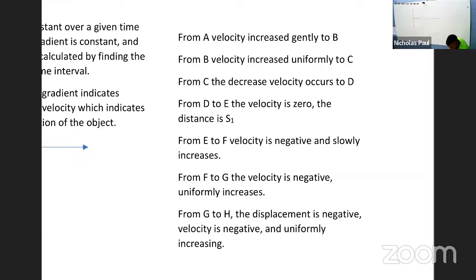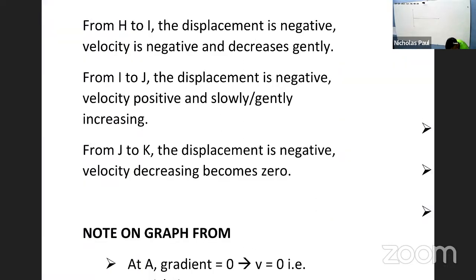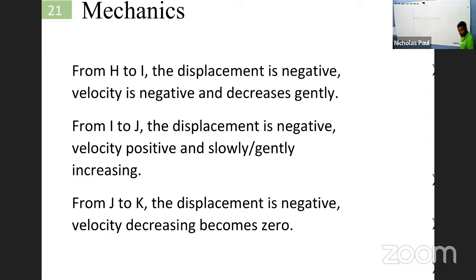And then we have more. H to I. H to I, the displacement is negative. Velocity negative, gently decreasing. Right. Nice slope. Nice slope.